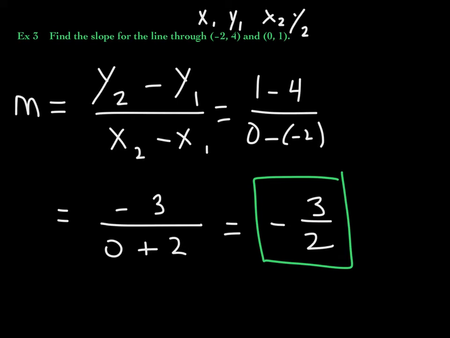So the slope is negative. If you were to graph this line, if you were to look at a picture of this line, it would be going down from left to right.